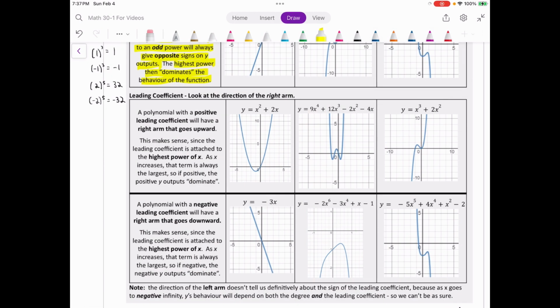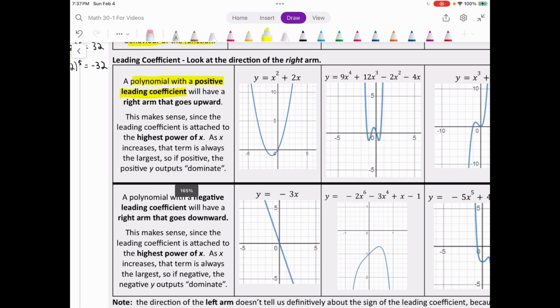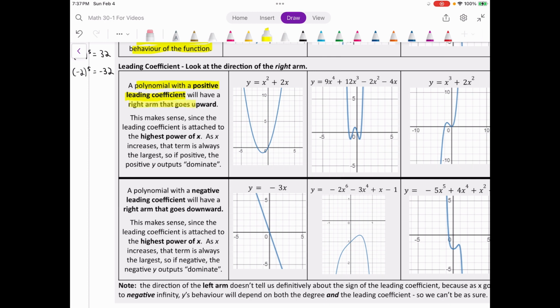Let's try that. Okay, so for the leading coefficient, what we can do is look at the direction of the right arm. And if the right arm goes up, we know that the polynomial has a positive leading coefficient. Okay, so if the right arm goes up to positive infinity, that means that the leading coefficient was positive. Why does that make sense? Again, we've kind of been talking about these ideas, right? When we talk about the right arm, we're really thinking about what happens as x gets larger and larger in the positive direction, right? Well, the leading coefficient is attached to the highest power of x, right?